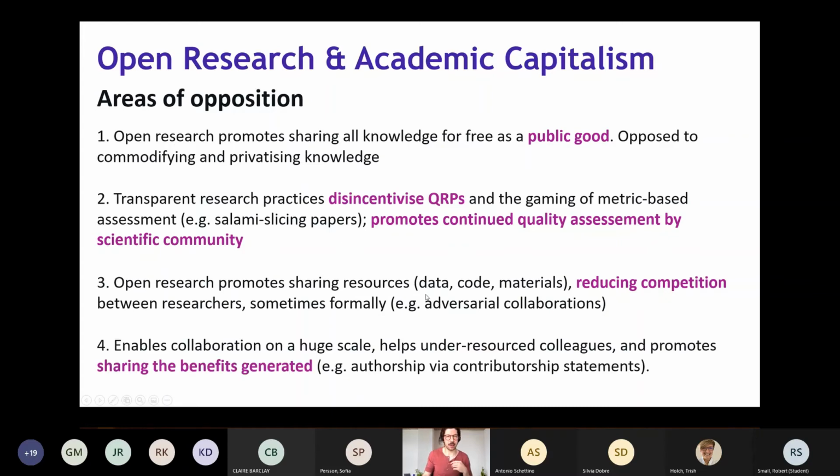And finally, as I mentioned before, it enables collaboration on a huge scale and helps under-resourced colleagues, who might not have access to materials or code or things like that. And it promotes sharing the benefits generated. So putting all of the people who contributed to research on the authorship list and then explaining what they all did.